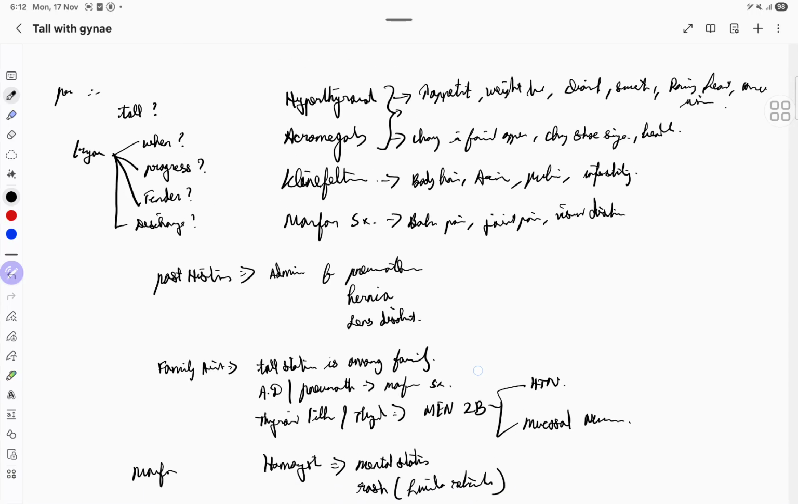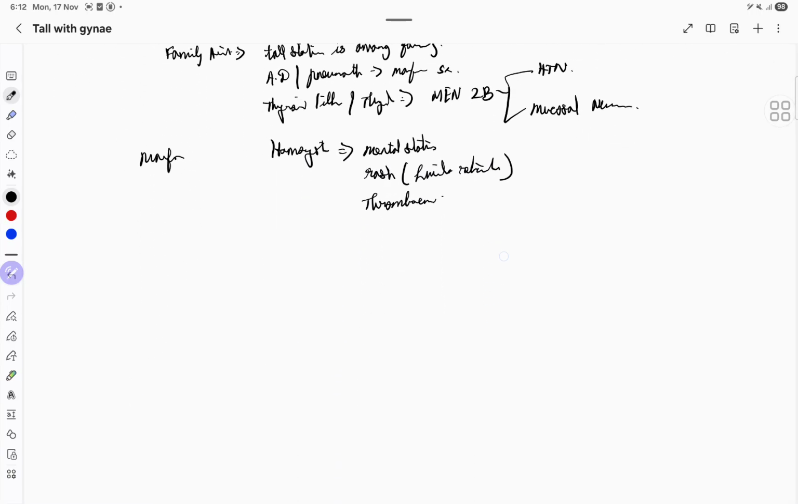Once you ask the history, then go for examination. Examination should be focused on Marfan syndrome. In Marfan syndrome, you just ask the patient to stand and see whether the patient is tall or not. Tall with disproportionately long limbs, which is known as dolichostenomelia.